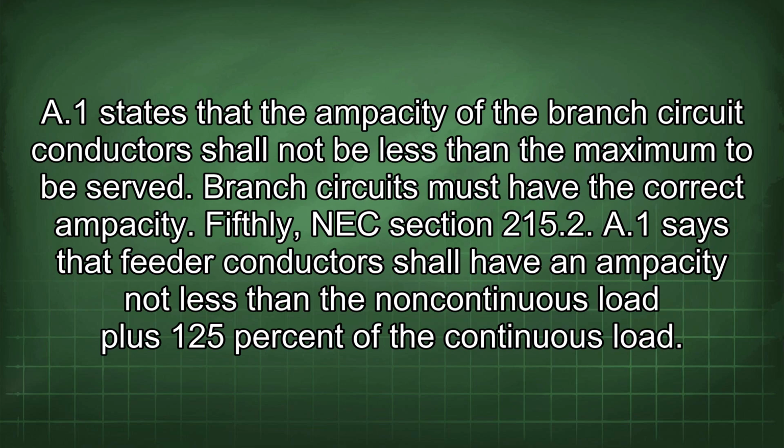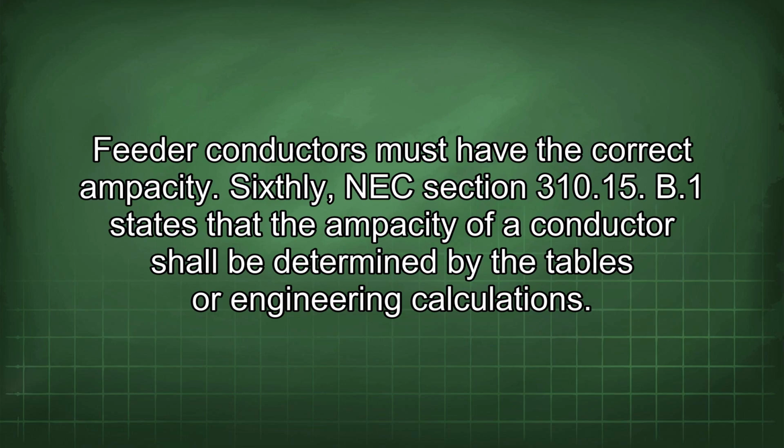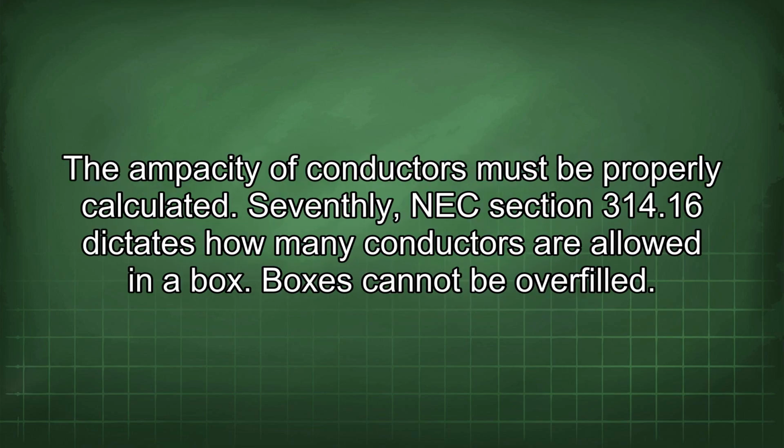Fifthly, NEC Section 215.2(A)(1) says that feeder conductors shall have an ampacity not less than the non-continuous load plus 125% of the continuous load. Feeder conductors must have the correct ampacity. Sixthly, NEC Section 310.15(A)(1) states that the ampacity of a conductor shall be determined by the tables or engineering calculations. The ampacity of conductors must be properly calculated.